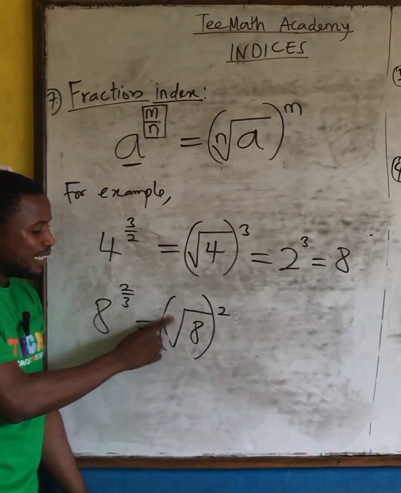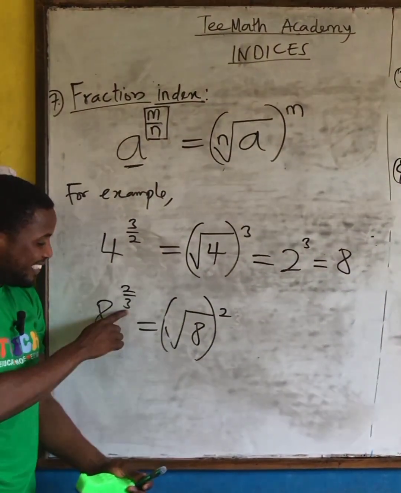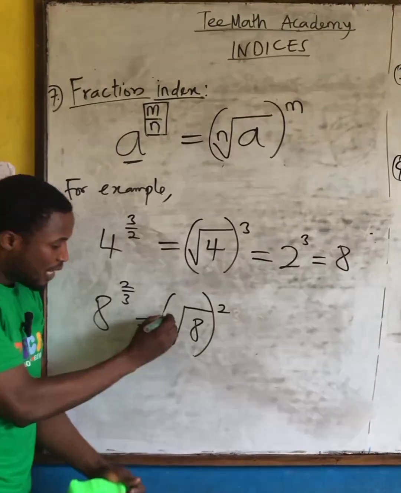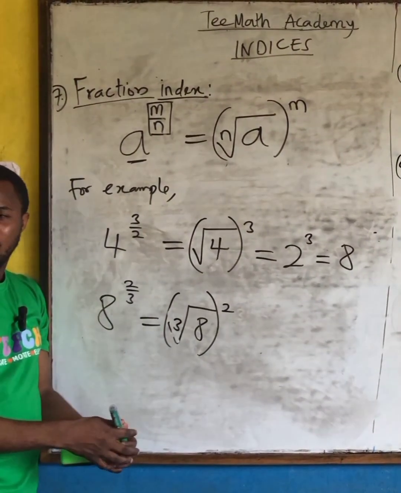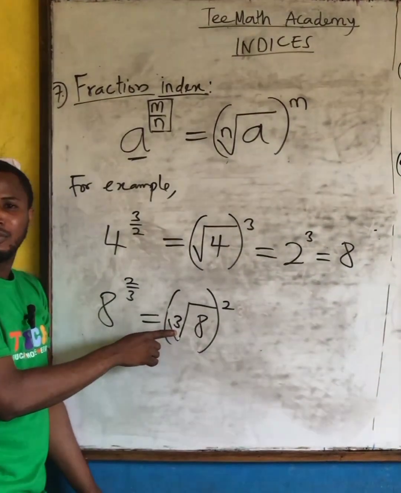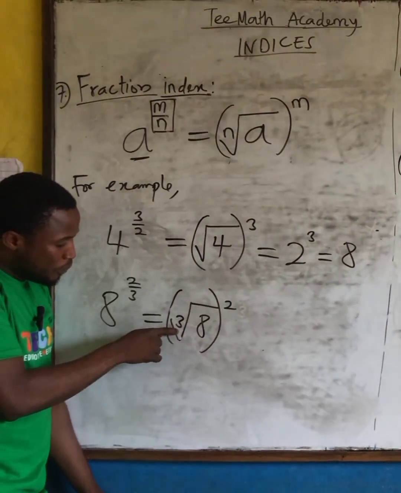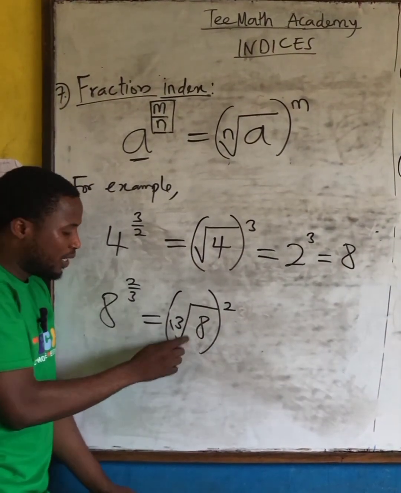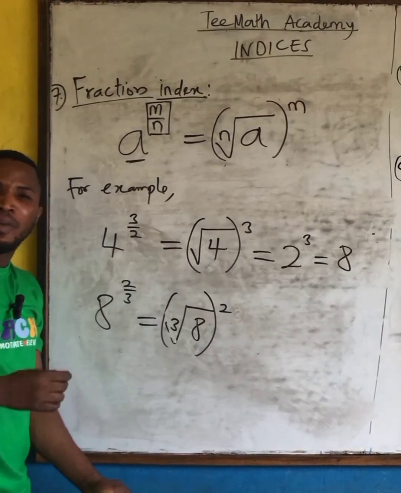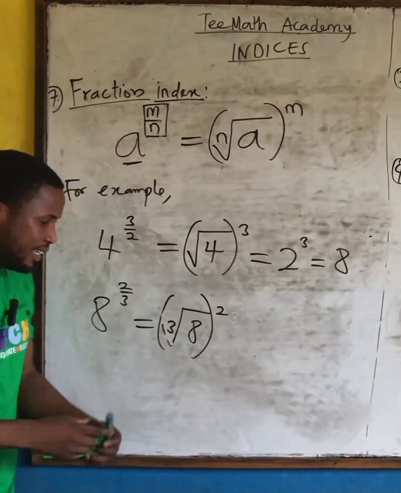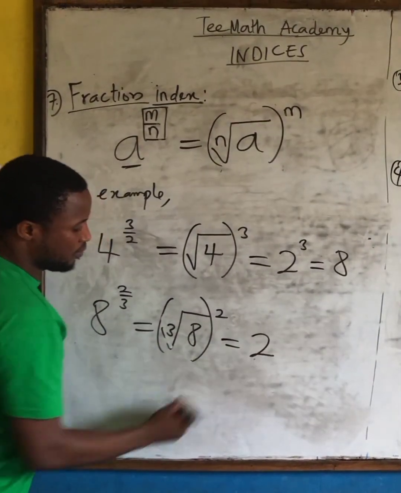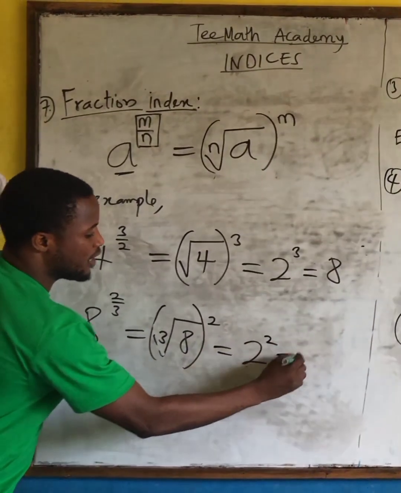If there is nothing here, that means it's square root. But because this is 3, it's not square root anymore, it is now cube root. If it is 4, fourth root. Alright? So this is the cube root of the base, that is 8. So what is the cube root of 8? What is the number I multiply 3 times that gives me 8? That number is 2. Then 2 to power 2 gives me 4.